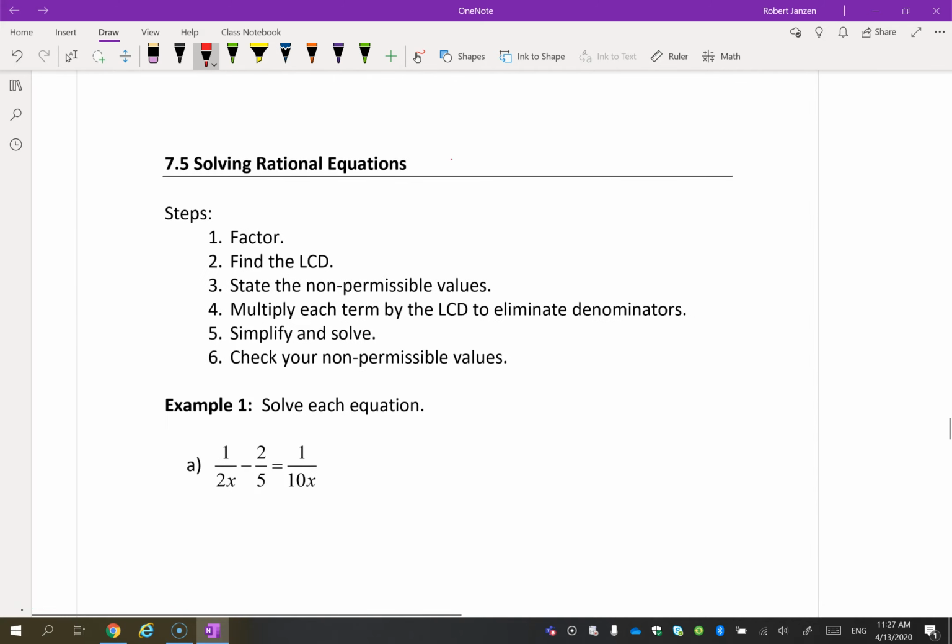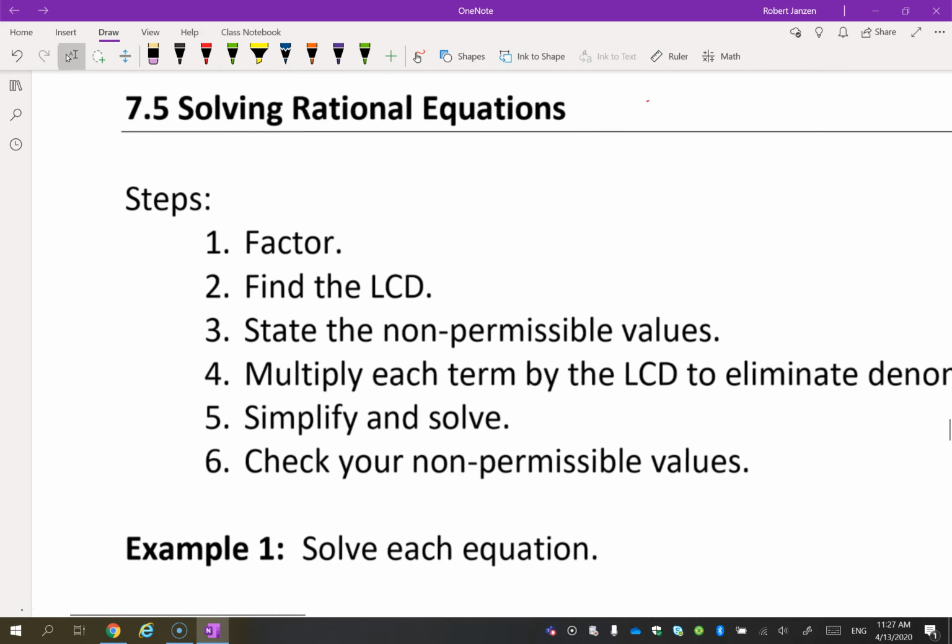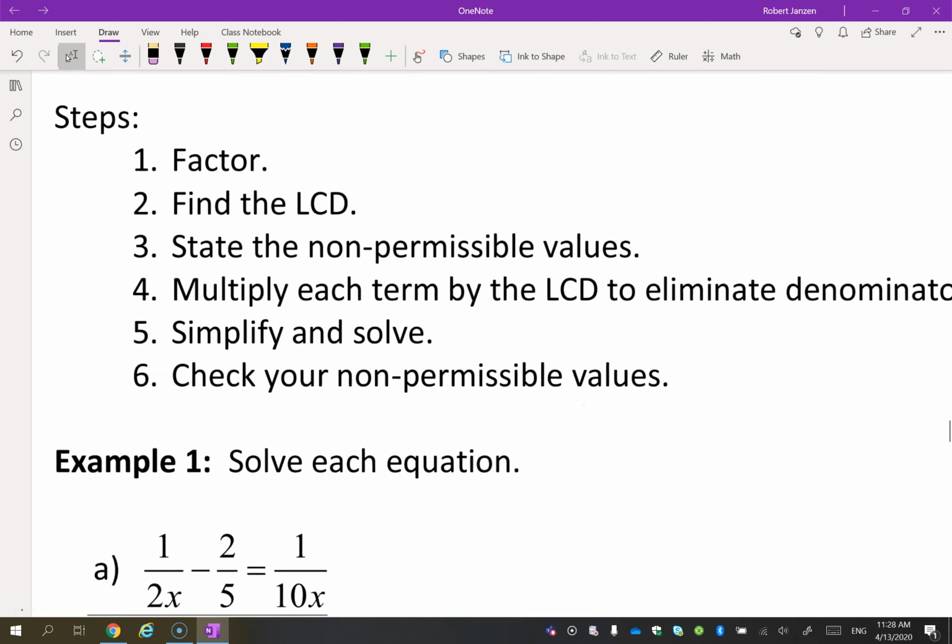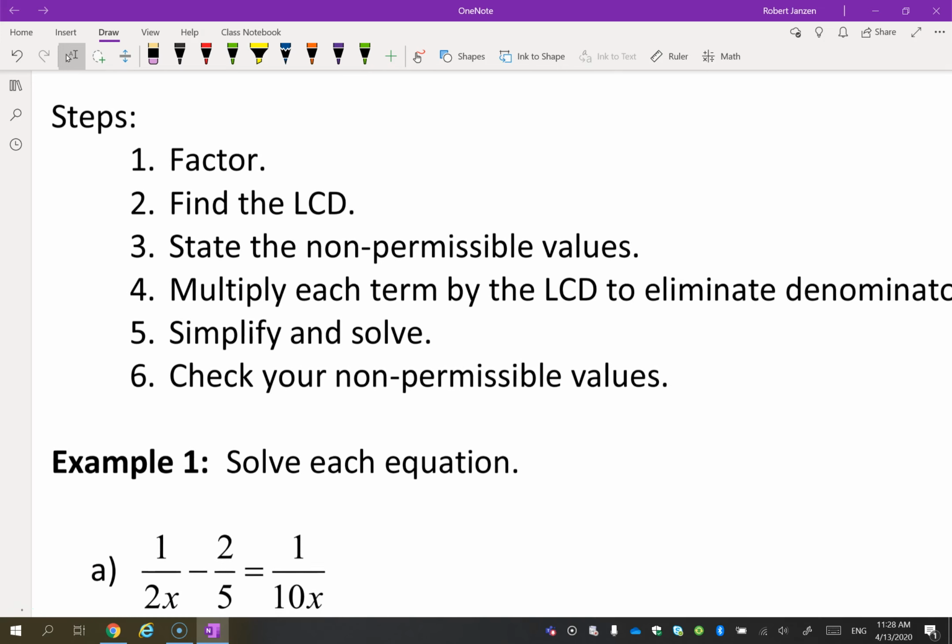But this one's an important lesson, solving rational equations. This is basically algebra, but it's kind of algebra on steroids. There's going to be denominators that have x's in them. Okay, and so we're going to talk about how to do that. A lot of the things we were familiar with, we're going to factor. We're going to find the least common denominator. Okay, we've already done that. We're going to state non-permissible values. We know how to do that. This is the new step.